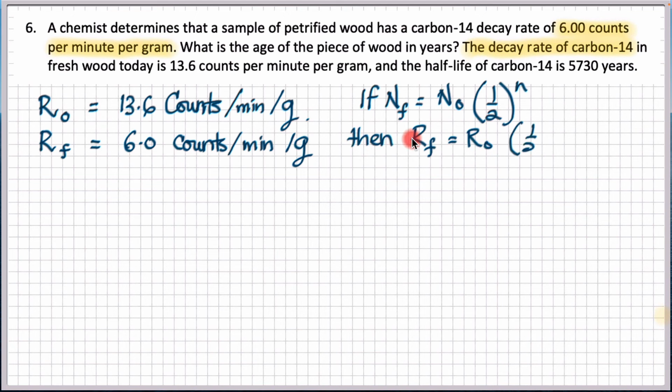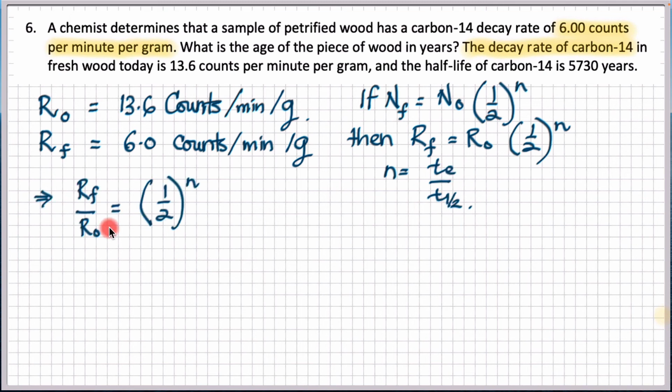Now we've got to identify or recognize that if our relationship for the number of nuclei remaining is N equals N naught half to the power of n, then it's the same relationship, but instead of talking about number of nuclei, we're talking of the rate at which the nuclei are decaying. So R final, what's the rate at the end? If the original rate, that is the rate of carbon-14 in living things, is 13.6 counts per minute per gram. And again, we can find n using elapsed time over half-life. So the ratio of the final counts to the initial count is R F on R O, which is a half to the n, giving us 6 on 13.6 equals 0.44.